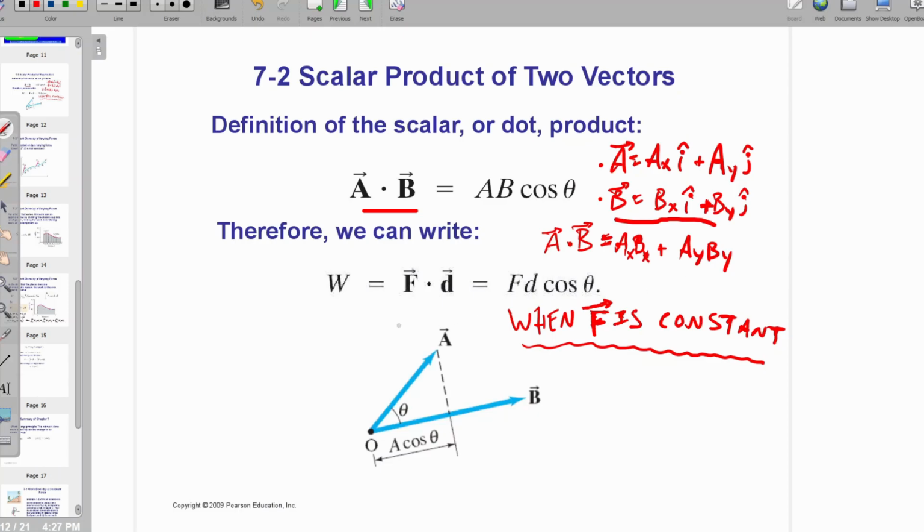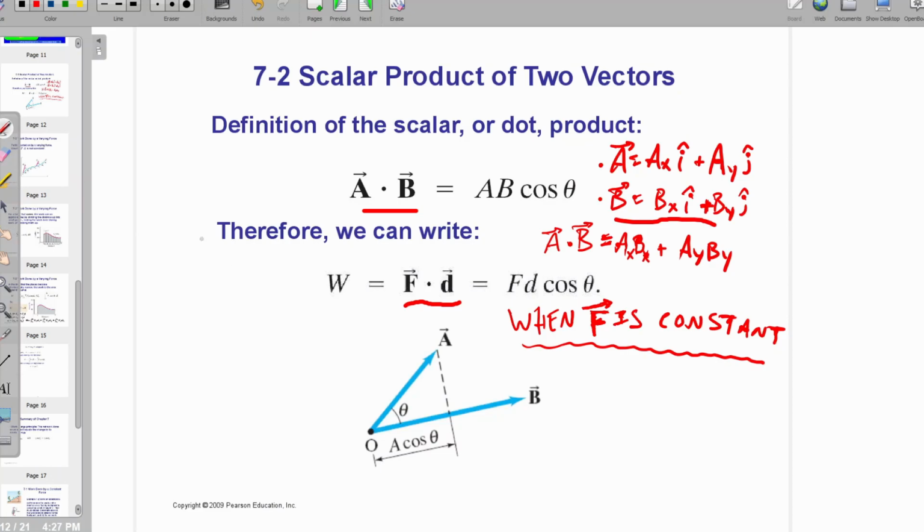Okay, and work is defined in terms of a dot product. When F is constant, work is just the dot product between force and displacement, as I've written here. So the work done by a force on an object is always a force acting over a displacement. So when a force is acting on an object that doesn't move at all, then there is no work done.